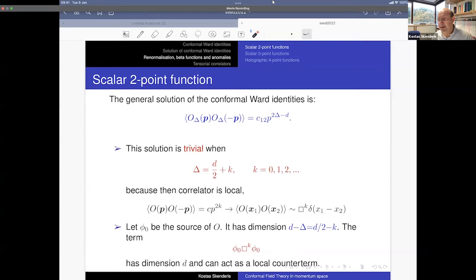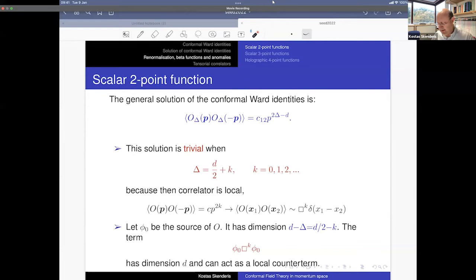So this means you can trivialize, remove that correlator by renormalization. And that's why this correlator on its own is trivial. The other thing that happens when the dimension is of that type is that one finds that there is a new local term one can write down that has scaling dimension equal to the space-time dimension.